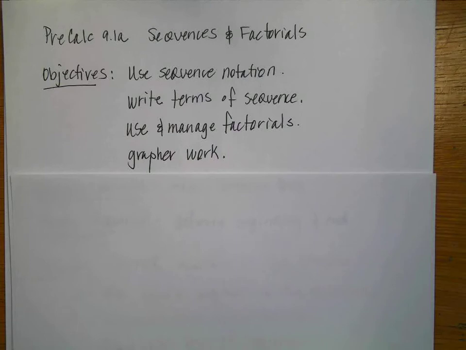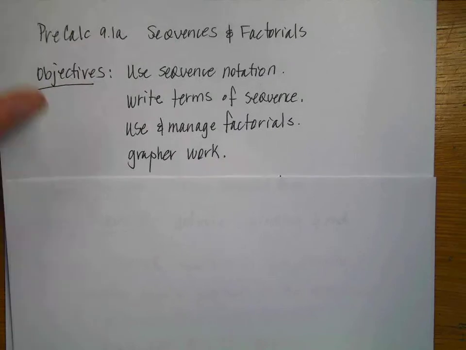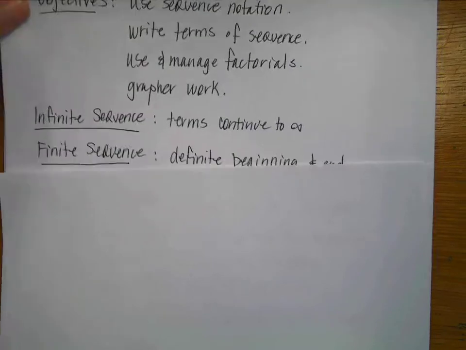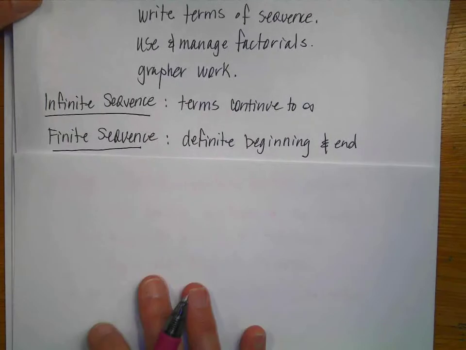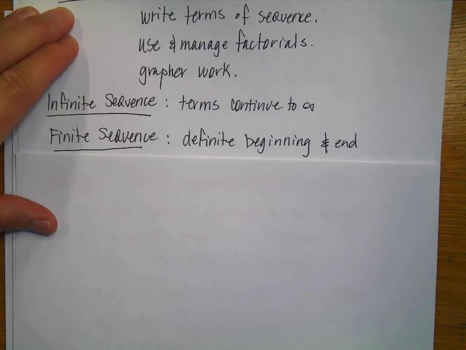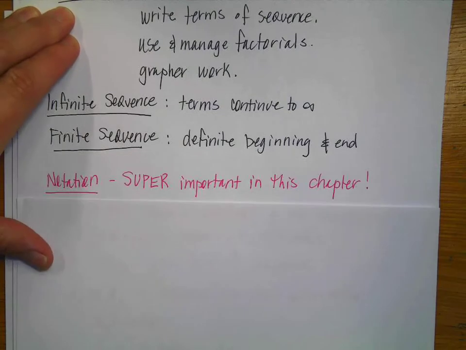We have a bunch of definitions in the beginning, and I've pre-written them just to help us move through our notes a little more quickly. The first one is an infinite sequence. It's a sequence of terms that continues to infinity, so there's no end to the potential number of terms. A finite sequence means that the sequence has a definite beginning and a definite end. Pretty self-explanatory on those.